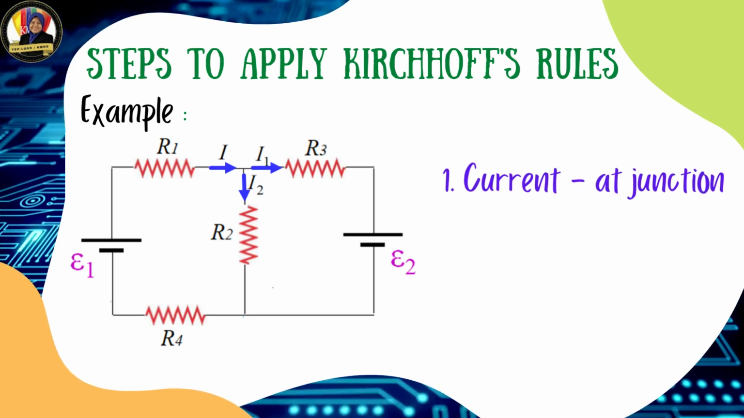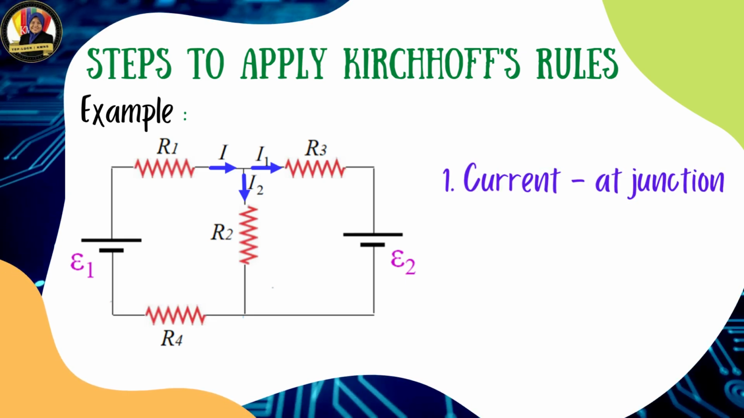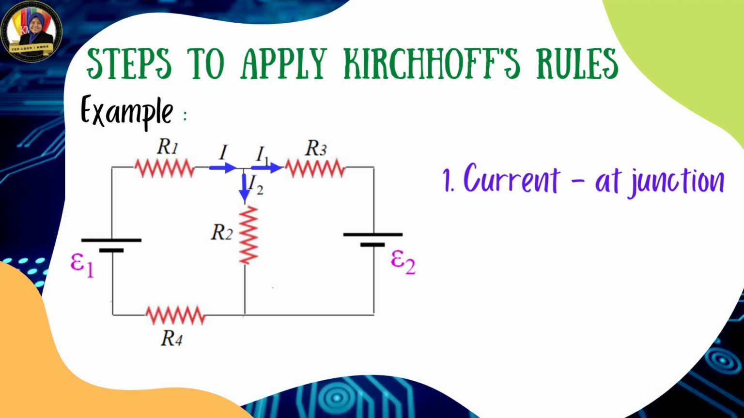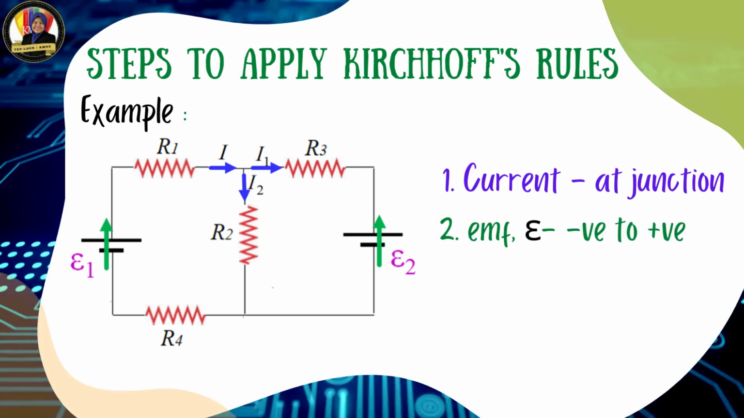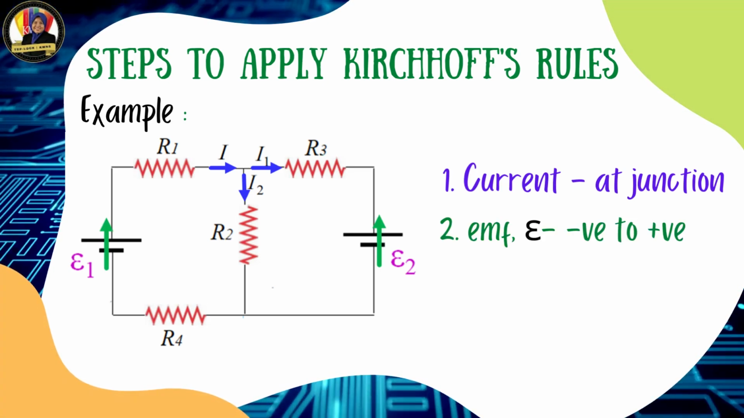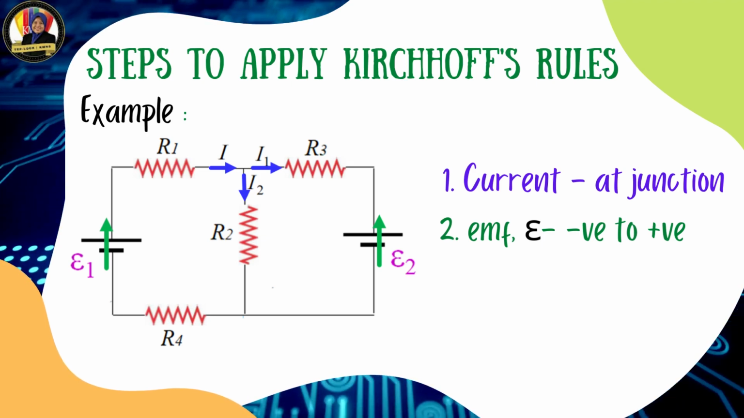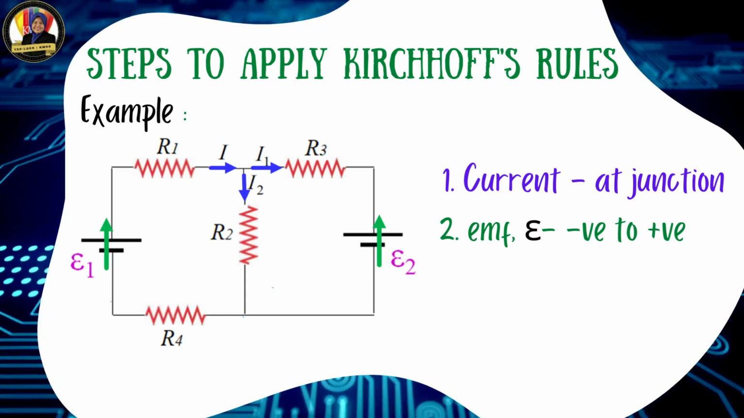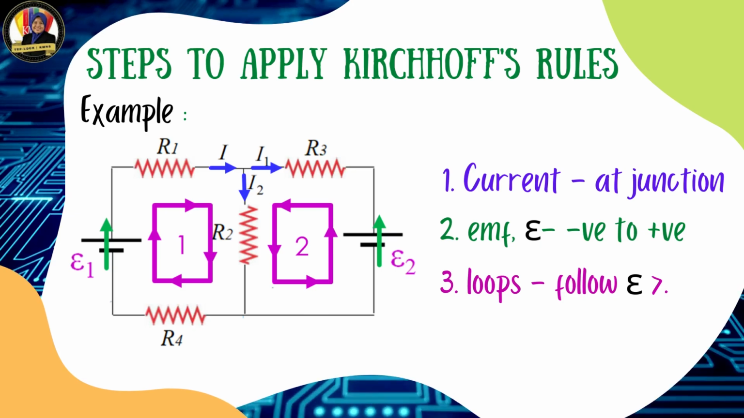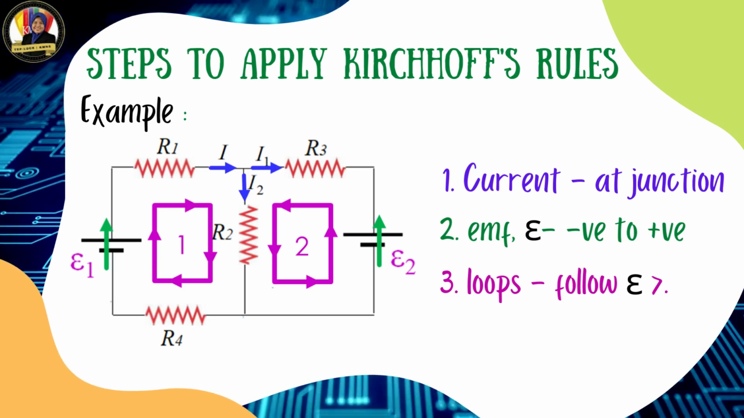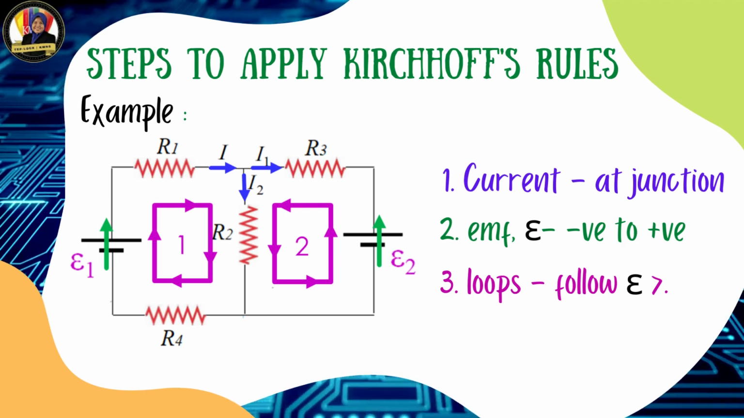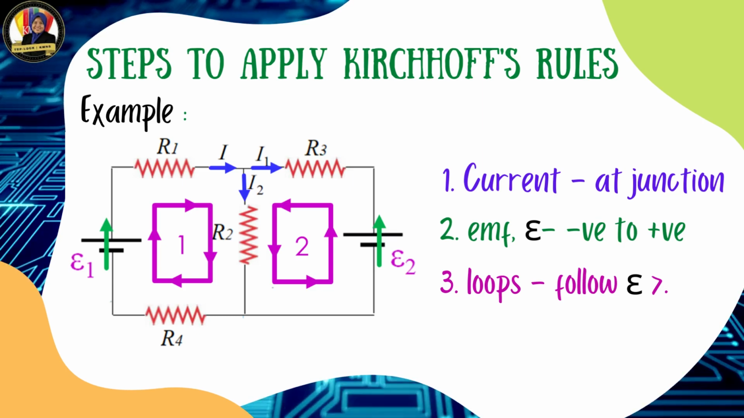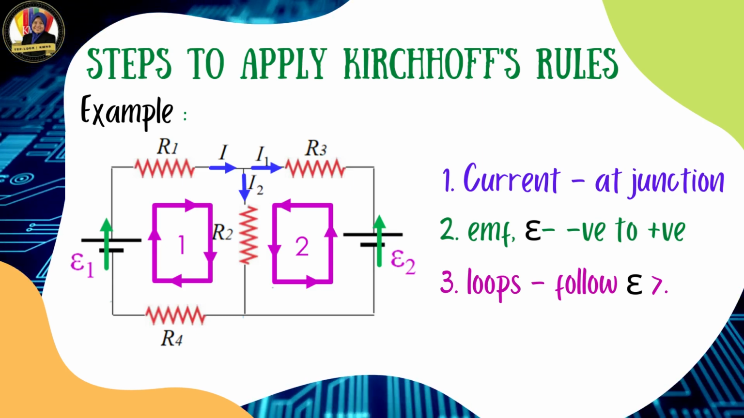First, identify the direction of current at the junction. So you can choose one junction in the circuit and label the direction of current at that junction, either entering the junction or leaving the junction. Second step is you label the direction of the EMF, and take note that the direction of EMF is from negative to positive terminal as shown in the diagram. Third step is identify the direction of loop. Loop 1 is clockwise following the direction of EMF1. Loop 2 is counterclockwise, the same direction as EMF2.